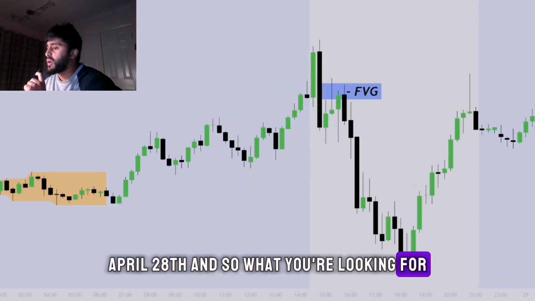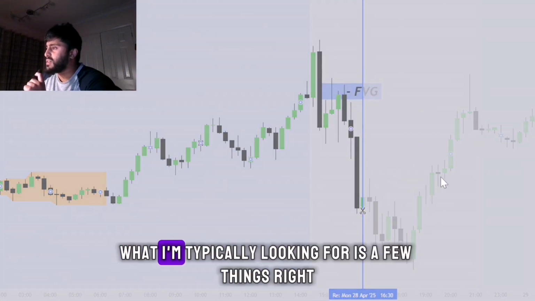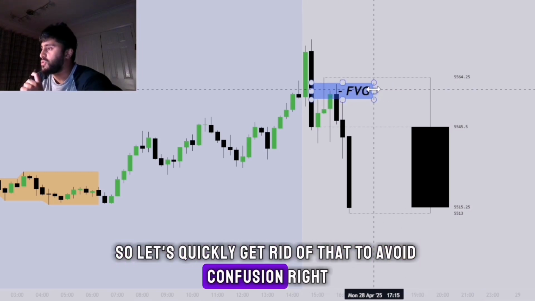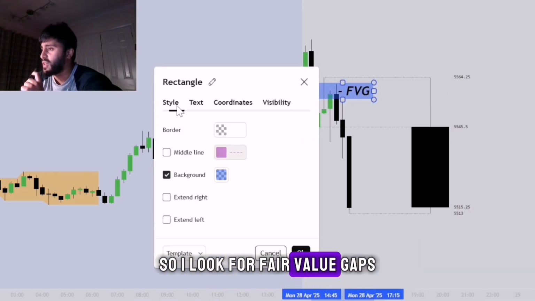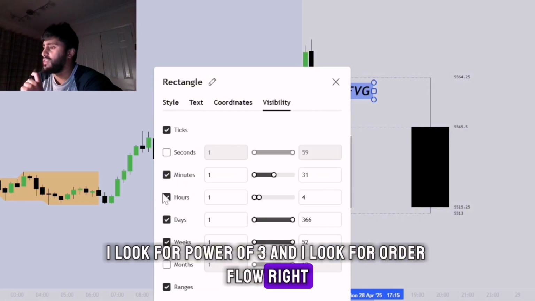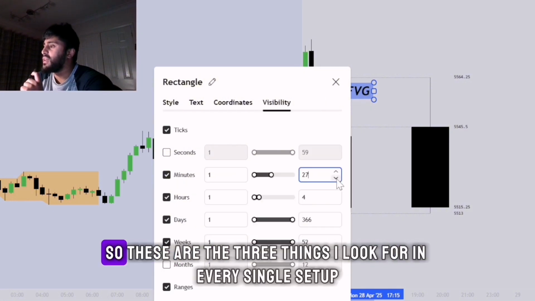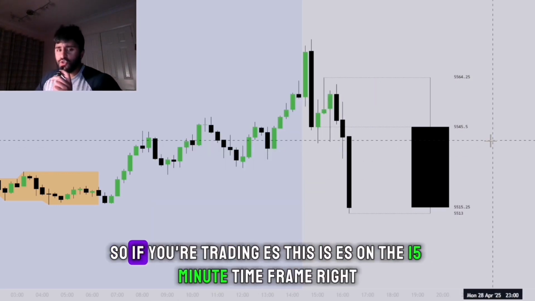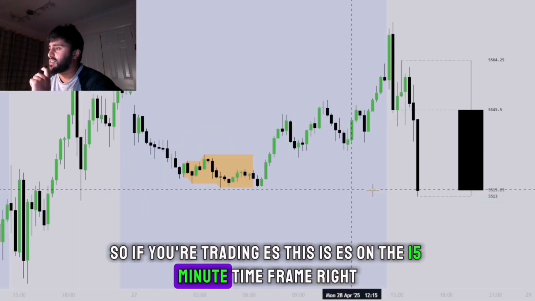And so, when I look for an A plus setup, what I'm typically looking for is a few things, right? So, let's quickly get rid of that to avoid confusion. I look for fair value gaps, I look for power of three, and I look for order flow. These are the most important things I look for, the three things I look for in every single setup. So, if you're trading ES, this is ES on the 15-minute time frame.